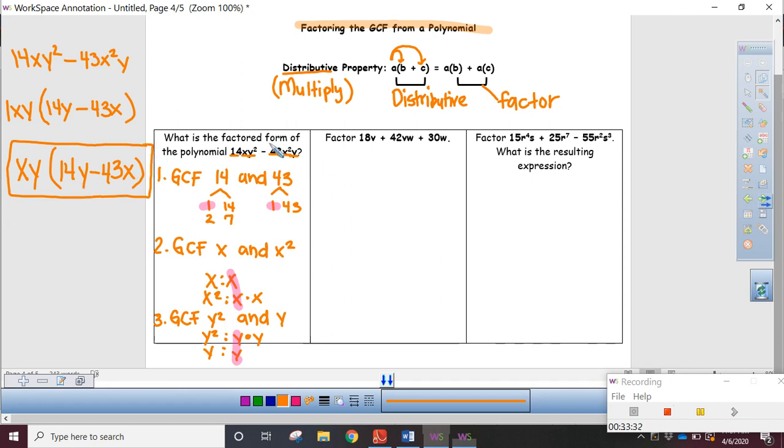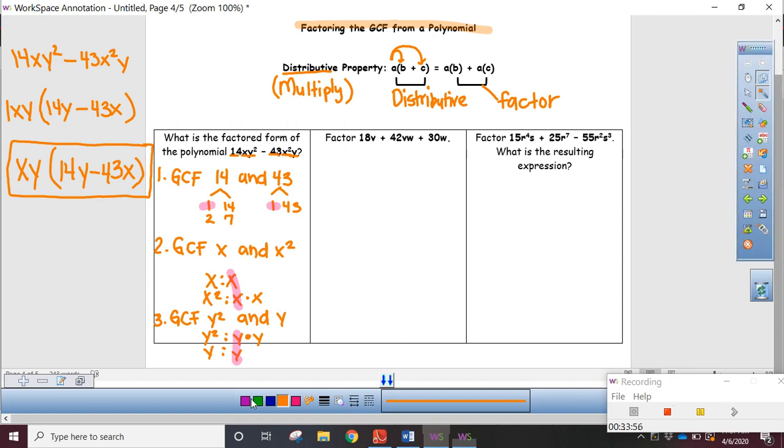So what I did was I factored out what was common amongst the number, the x's, and the y's. And I took those out because those are all common. Okay, they all have that in common in both of those terms of that polynomial. All right, let's go ahead and take a look at the next example.